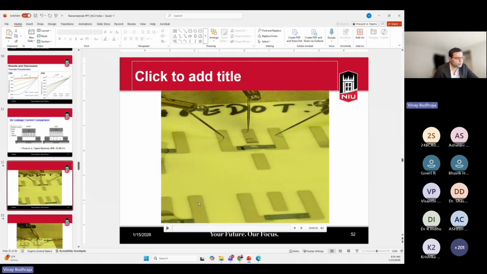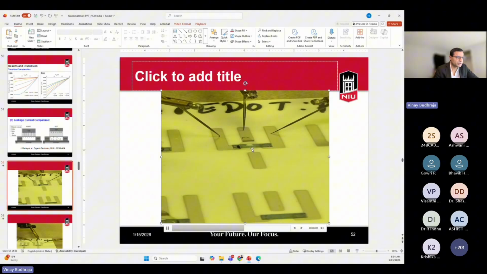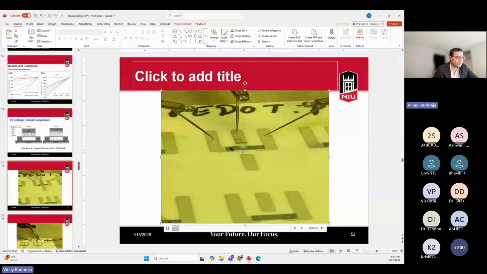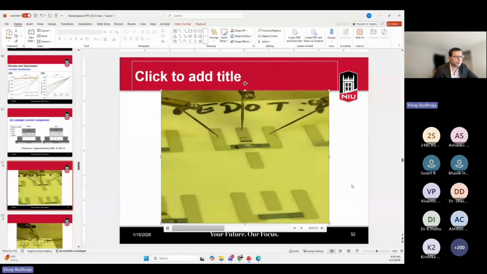And here is one short animation we have taken from our testing results, or you can say short video. When we apply the voltage, you can see there is a bubble formation due to the voltage, and that shows the sensing functionalization at the interface of the electrolyte and the semiconductor. The drop of liquid is the electrolyte, and with the voltage, you can see it has a bubble formation.